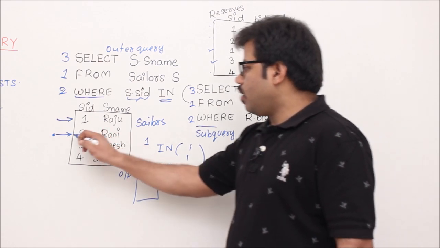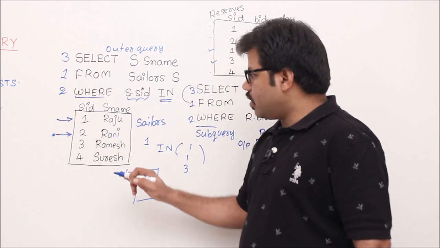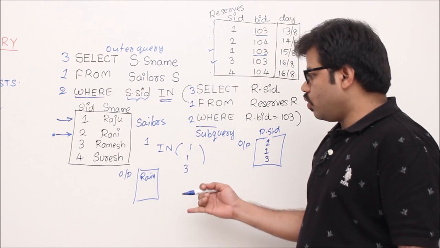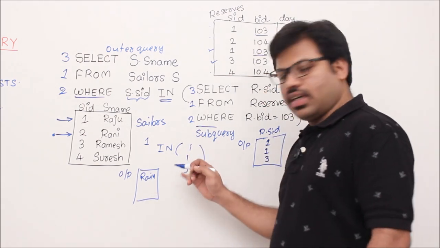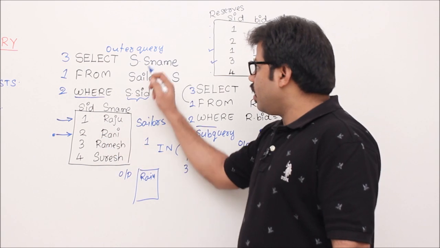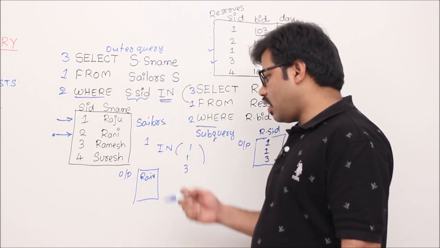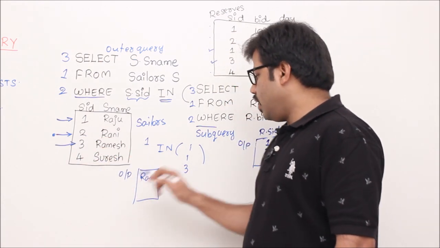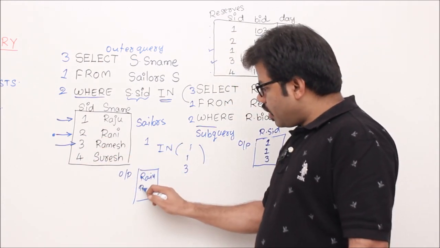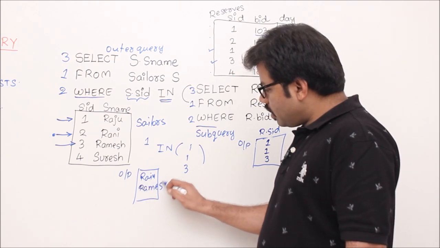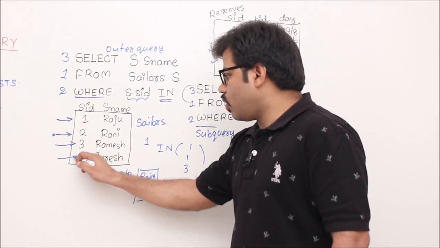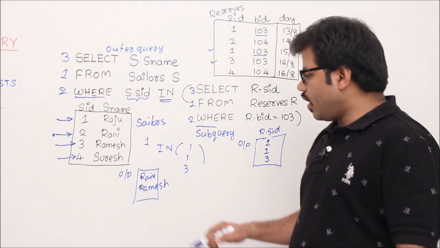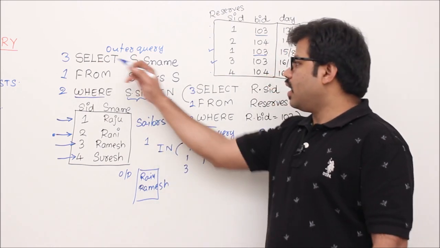Later the second tuple will be evaluated, 2 comma Rani. For that, what is the corresponding s.sid? 2. So is 2 in 113? No, 2 is not in 113, correct? That's why the corresponding s name, Rani, will not be printed. Then we go to the third tuple, where 3 is in 113, so the corresponding sailor name, Ramesh, will be printed. Later we process 4; 4 is not in 113, so we don't print it, correct? So finally Raju comma Ramesh will be printed because of this query.